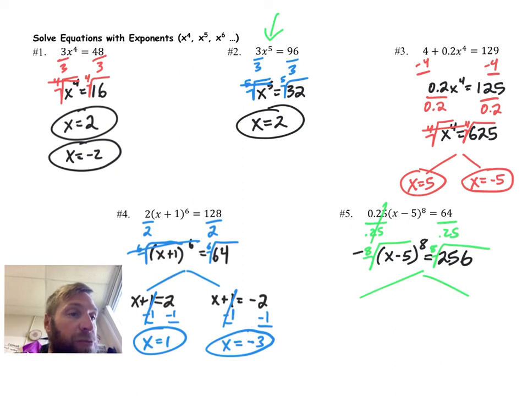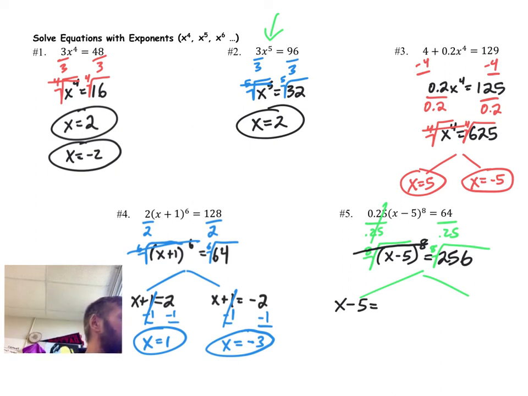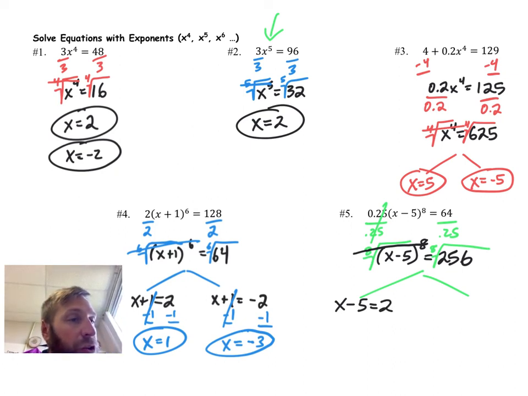So our 8th root cancels out with our 8th power. We get x minus 5. We got the 8th root of 256. So I got the 8th root, 256. That takes us to a 2. Cool, we got a second possible answer. X minus 5 could also equal a negative 2.